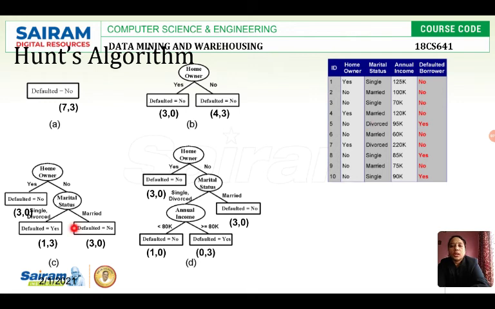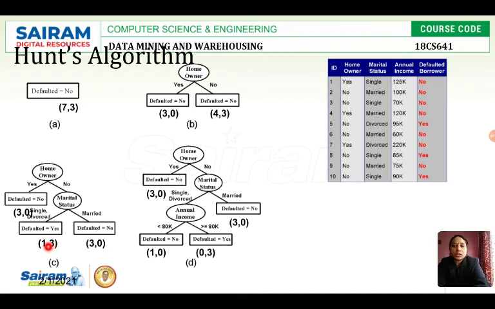So 3, 0. Why is it 0? Because if they are not homeowner and their marital status is married, and if we have defaulted borrower as yes, then we will be having 1 here. But we don't have such a condition, that is defaulted borrower as yes for the people who are not homeowner and who are married. So we are putting it as 0 here. In this case I am not going to subdivide since I got the 0 here.